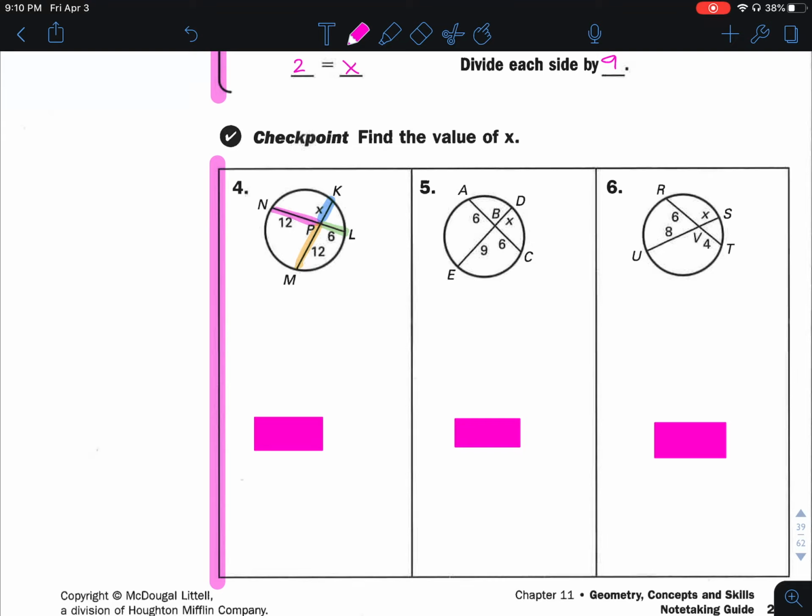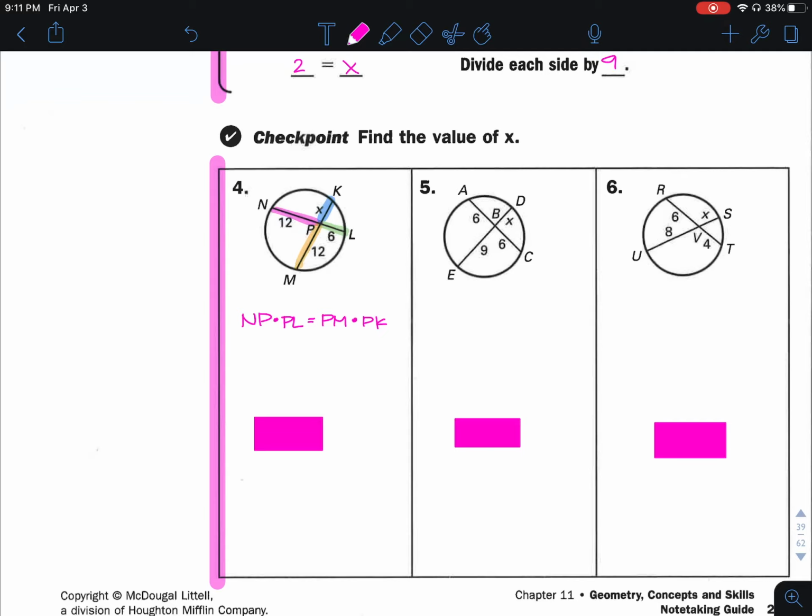So let's do my pink. My pink is NP times my green, PL, equals my orange, PM, times my blue, PK. So what I'm going to do is solve for X. Again, we need that property. Do I have two chords in my circle, and do they intersect? In this case, I do have two chords, and they do intersect. Okay, so let's plug in what I know.